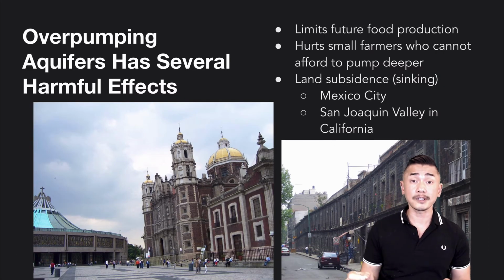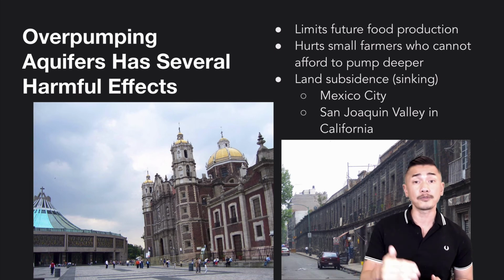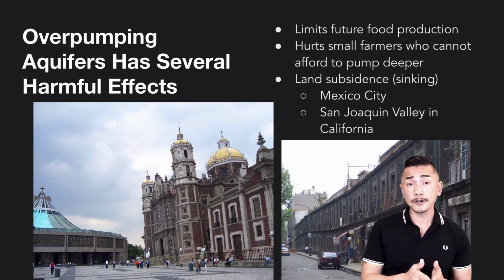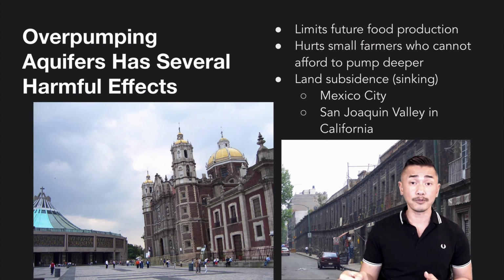Overpumping aquifers can have several harmful effects. First, it can limit future food production by limiting future water availability. Second, it can hurt small farmers who can't afford to pump deeper for water. And third, it can cause land subsidence or sinking. This can be seen in Mexico City or the San Joaquin Valley of California.